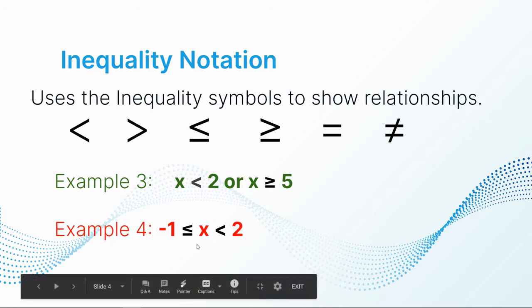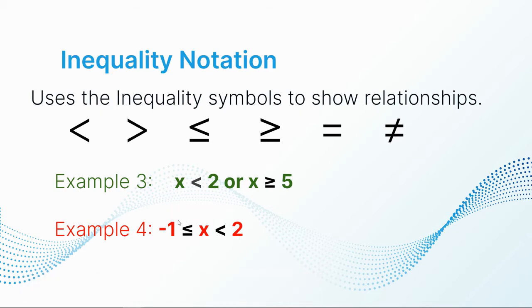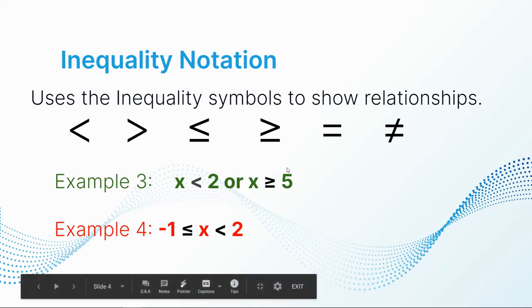Another inequality example is where x is between two numbers. So -1 is less than or equal to x, which is less than 2. So that basically means that you can pick -1 as an answer. You can pick 0, 1, and everything all the way up on the number line to 2, but not 2. So you can pick 1.99999, and that's fine, but 2.0 is not available as an option.